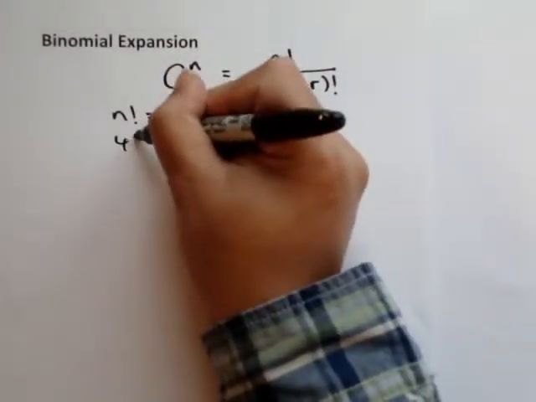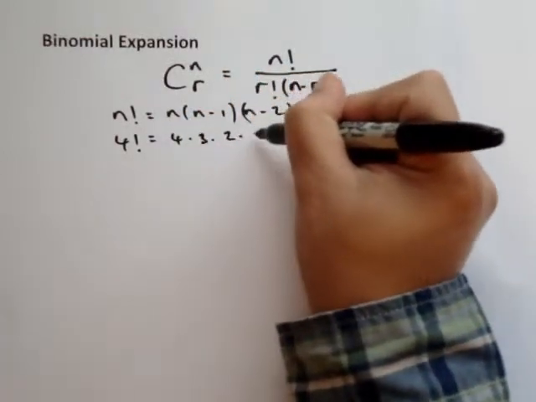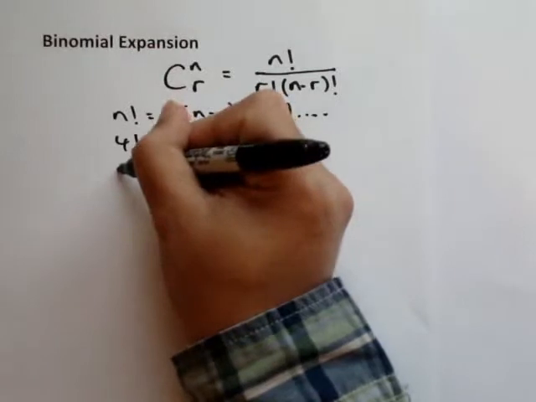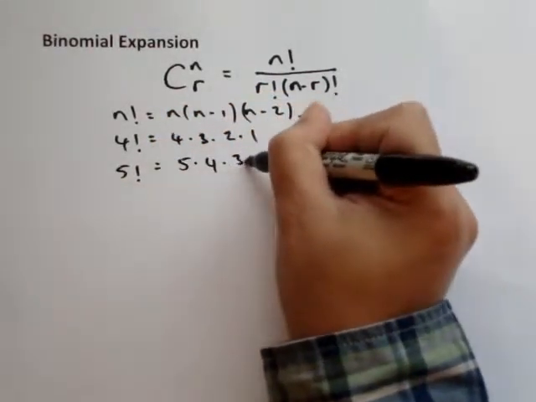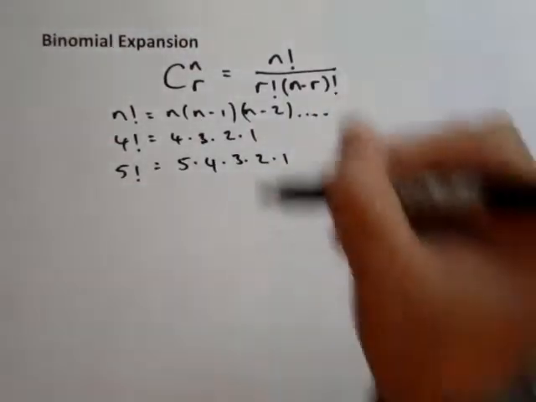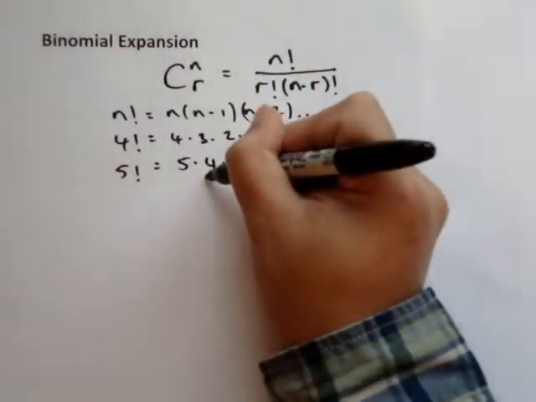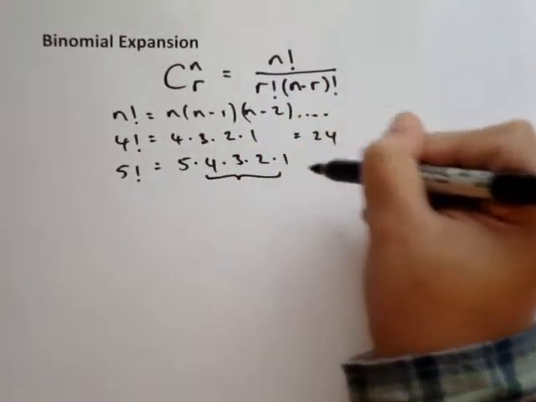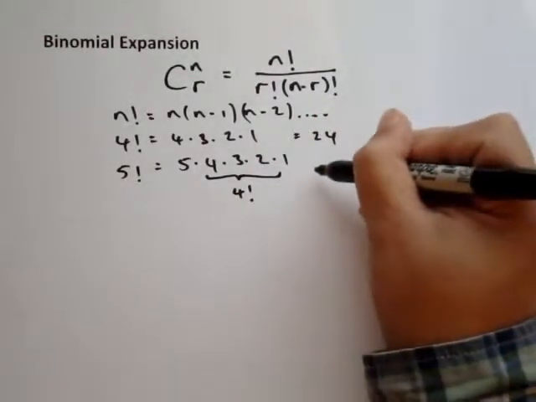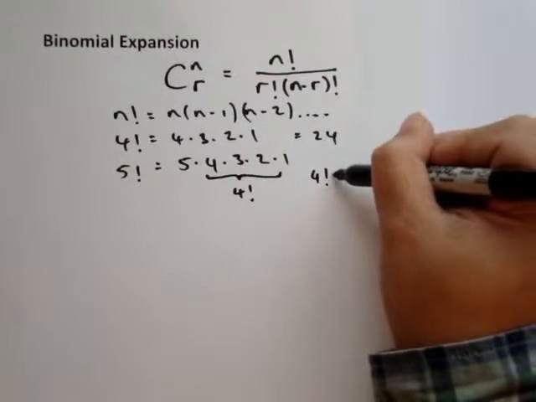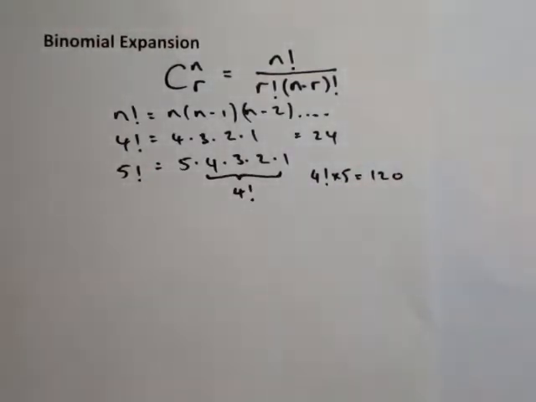So if we have 4 factorial, this means it's 4 times 3 times 2 times 1. And similarly, 5 factorial is 5 times 4 times 3 times 2 times 1. So 4 factorial is 24. If we look at 5 factorial, in there we have a 4 factorial. So basically 5 factorial is 4 factorial times 5, which is 120.